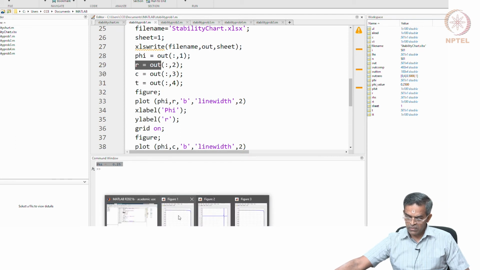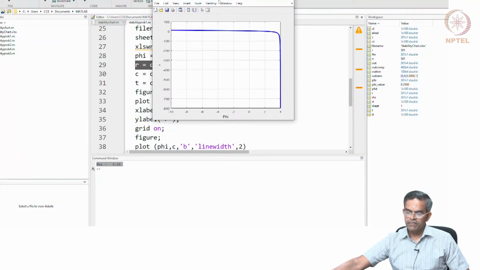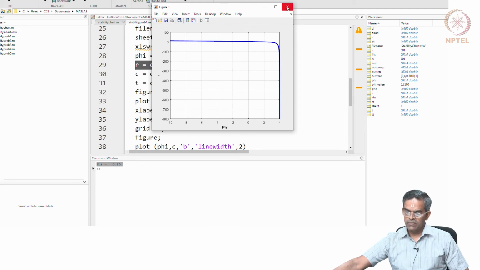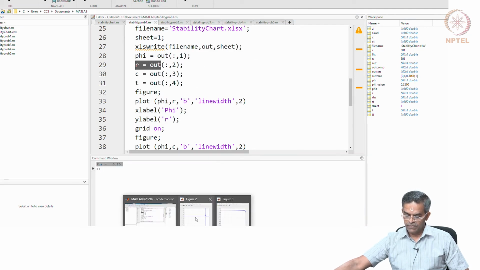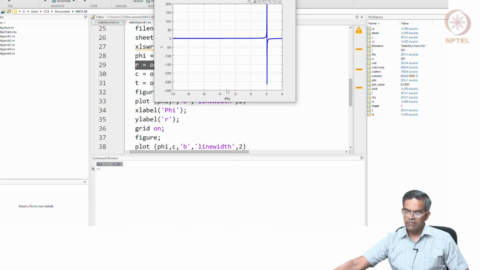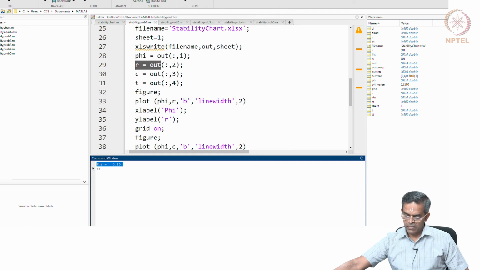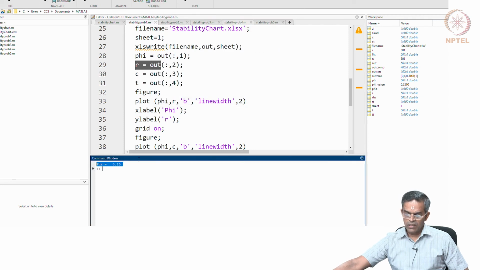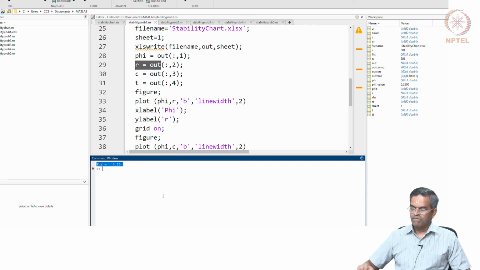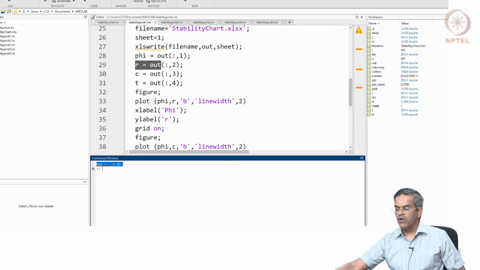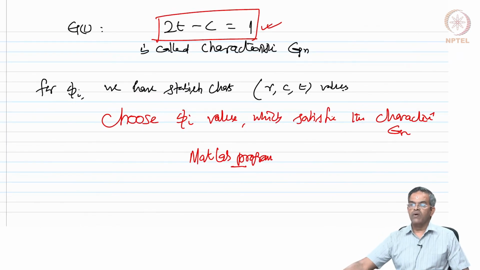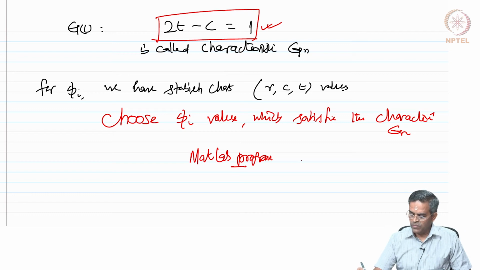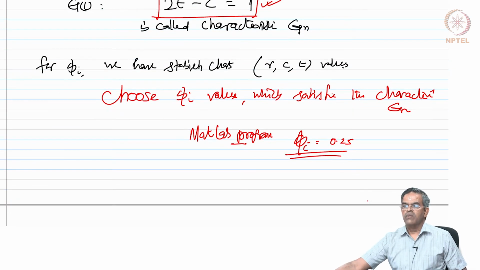It also shows me the chart for your learning. This is my R value variation and this is my C variation with respect to phi, and this is the variation of T with respect to phi. So, after searching in the table or the chart, it gives me a phi value of 0.25. So, now I got the phi value as 0.25 from the Matlab. Now, how do I get the buckling load? That is the question, is it not?